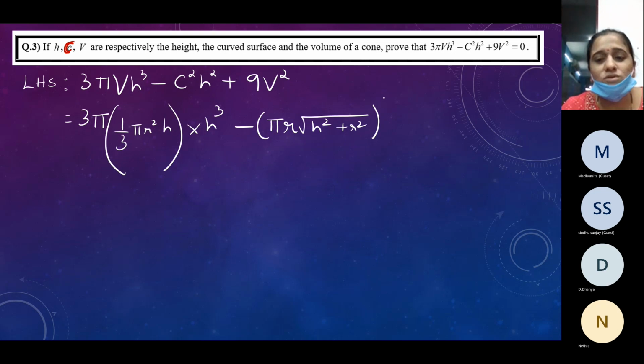Then C square was a whole square. Let me explain this. C square. What is C? Pi r L. Instead of L, we are writing root of h square plus r square. Understood? Then C square, so the whole square into h square. You can see the h square plus 9V square.